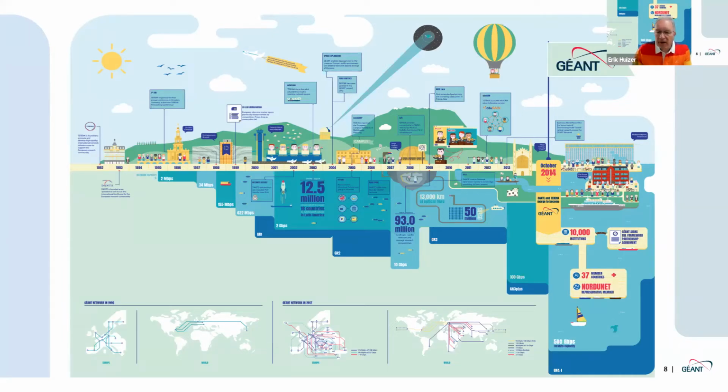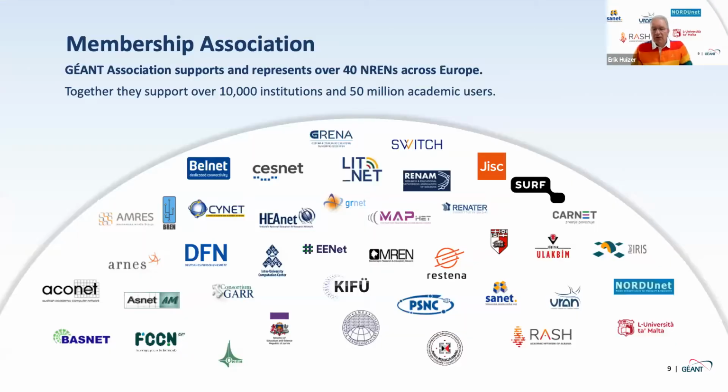This is the timeline, by the way, that you will see in our offices, whether you go to Cambridge or Amsterdam. You'll see this painted on the wall. Currently, we have 40 members, one per country, all over Europe. Our articles say that every country can only have one national research and education network that is a member of GÉANT.